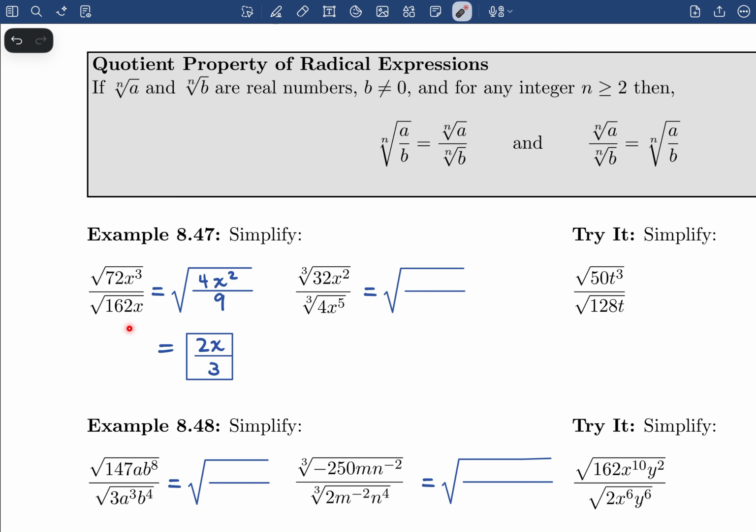So that's a great skill to have. When we see a radical divided by a radical, we can use the quotient property to combine two radicals into one, and then we're often able to simplify further. Great, let's try one where, instead of square roots, we increase the index to cube roots.